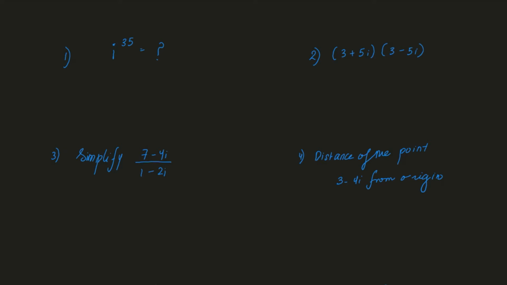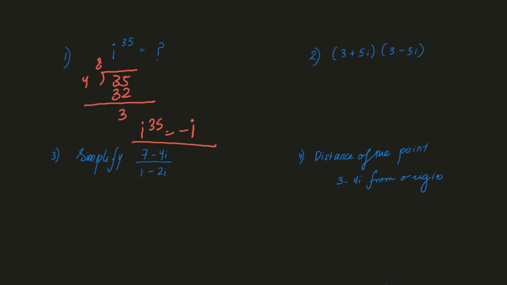I to the power 35 is equal to what? So we already know that to solve this question, we will divide the power by 4. 4 8s are 32, and you get 3 as the remainder. So whenever the remainder is 3, we know that it will be minus i.